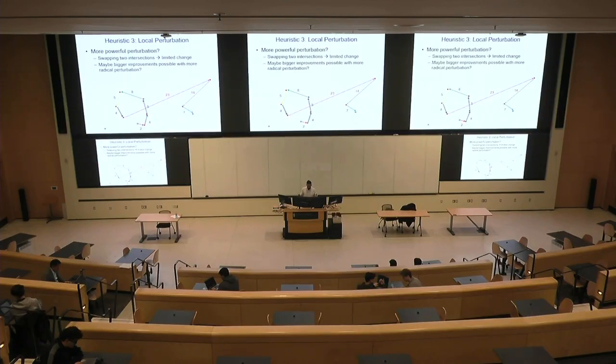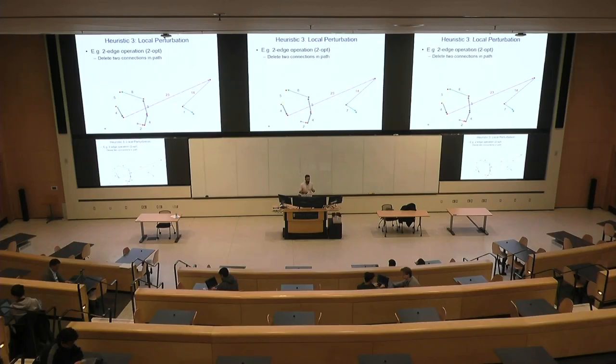So maybe we can try bigger improvements that are possible with radical perturbations, significantly different from the initial solution that we started at. And one of these ways is called a 2-edge perturbation, or 2-opt. It's a very popular technique in traveling salesman. It's widely used. It works really well with traveling salesman. It works well with milestone 4. It's just not to the same extent as traveling salesman just because of the legality constraint. We're gonna understand why in a little bit.